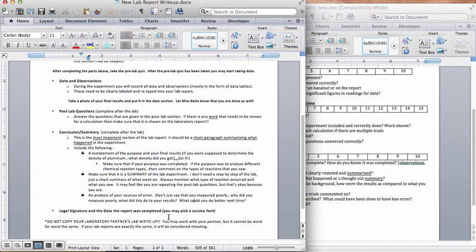Do not copy your lab partner's lab write-up, all right? It can be very similar, but it cannot be word for word. When I look at a lab report, your data should be the same, but I should not see the same color, the exact same handwriting when I know it's not your handwriting. You shouldn't have a copy and pasted table. You can write it yourself.